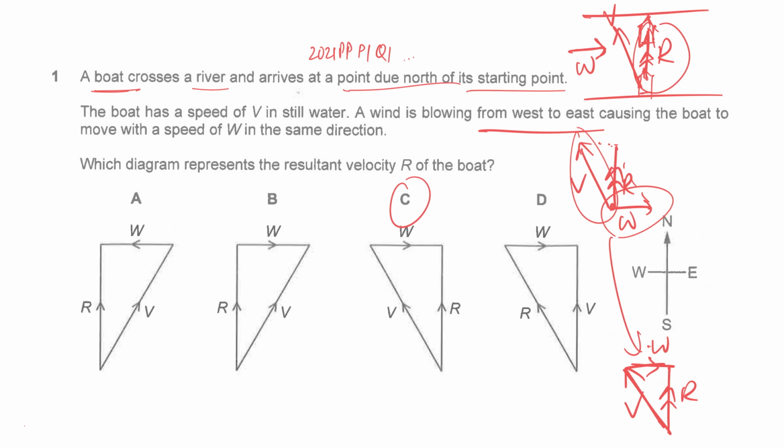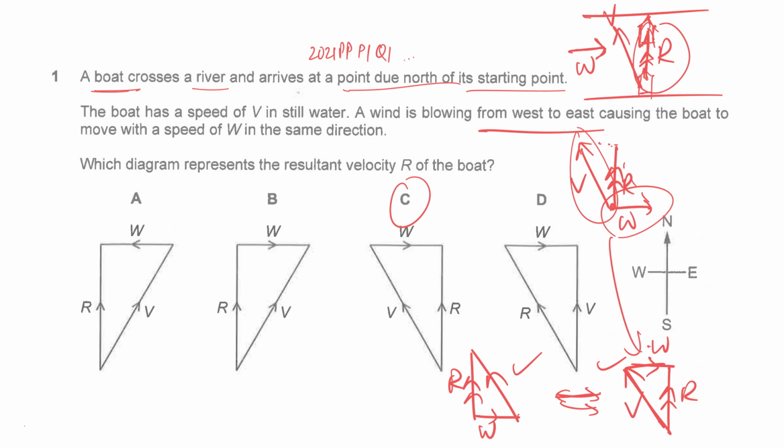But some of you may draw the tip to tail another way. For example, what if you start with your W, which is to the right, which is correct, that's your W, and then you join the tail of the V to the tip of the W, so you draw it this way, and the resultant will be here. But you need to play around with it. As long as you can play around with all the three vectors, shift them around, you can draw either this or this, and then see which option is the correct one.